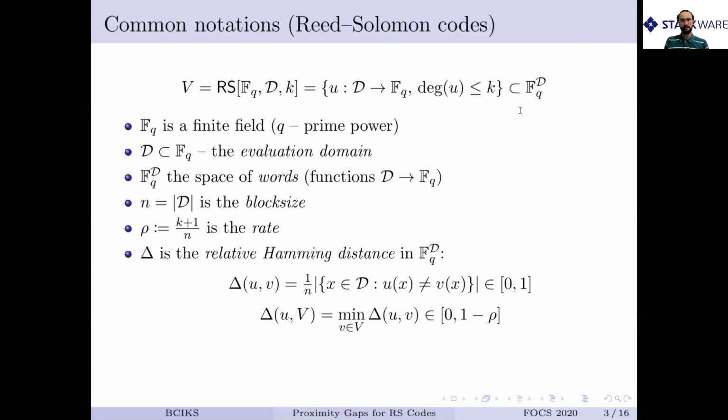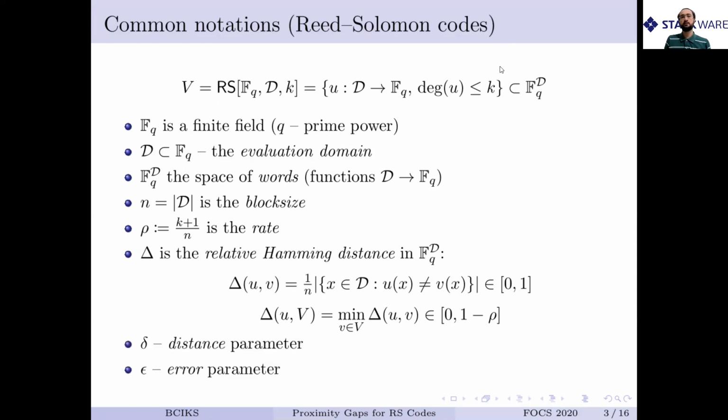We denote by delta the relative Hamming distance in Fq^D, which is the number of disagreements between two words relative to the size of the evaluation domain. So it's always a number between 0 and 1. We also denote by delta the distance from the code itself, which is at most 1 minus rho, because there is always an interpolation for any k+1 points.